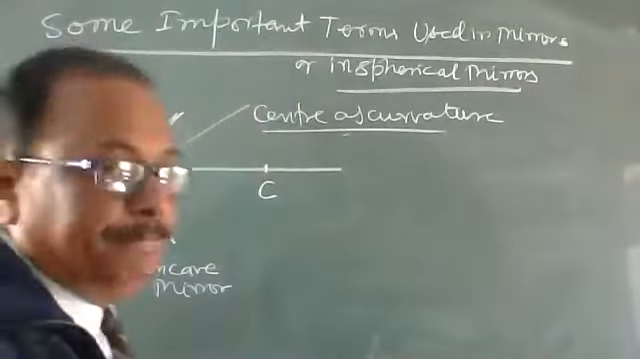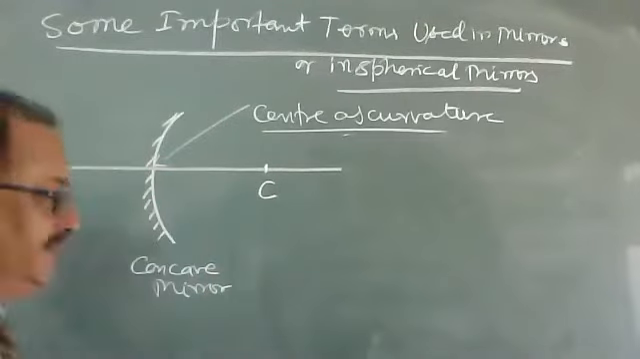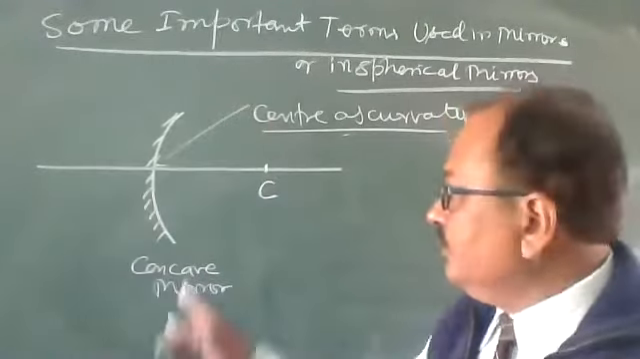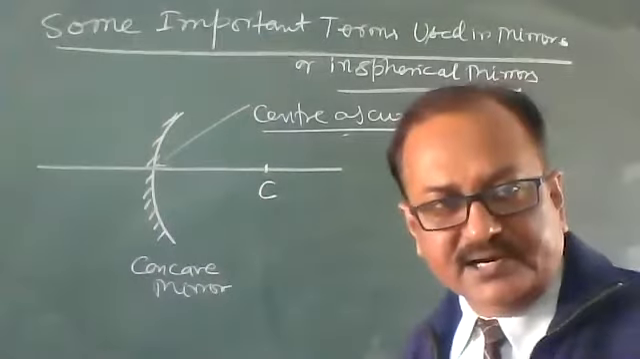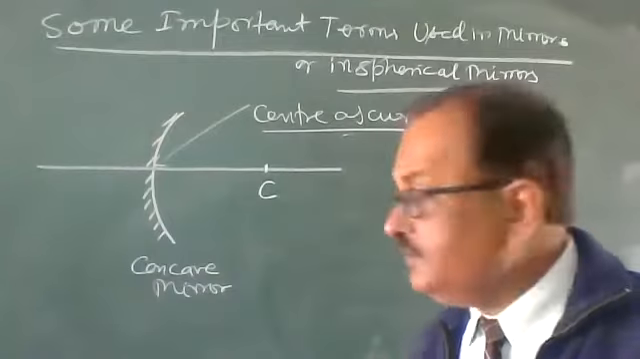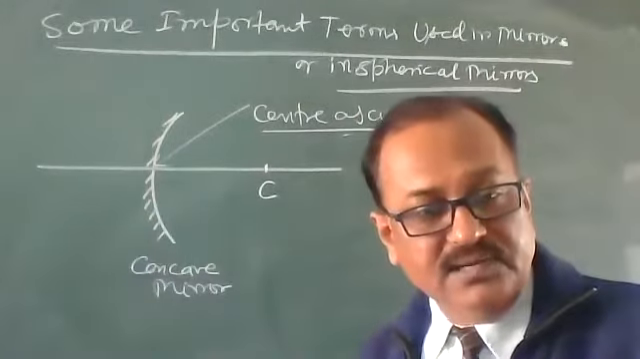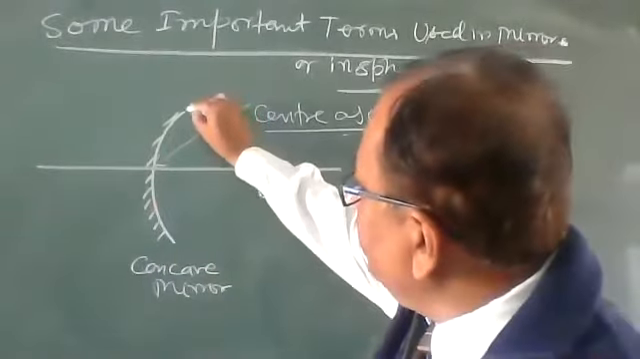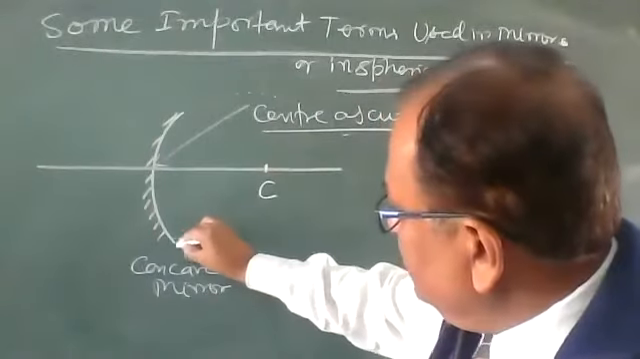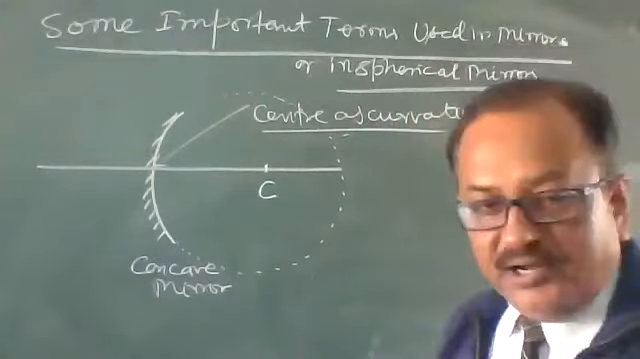I am explaining some basic points of this mirror. Here I have drawn a mirror. This is a concave mirror. I have drawn a line in the central portion, and again I have drawn a dotted line. Is that clear, students?